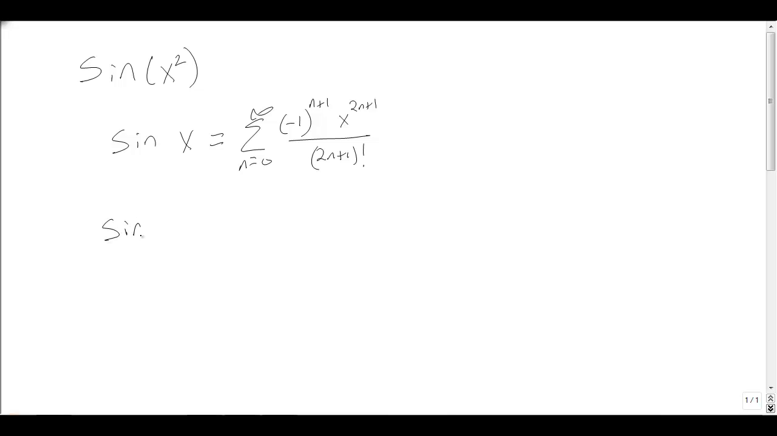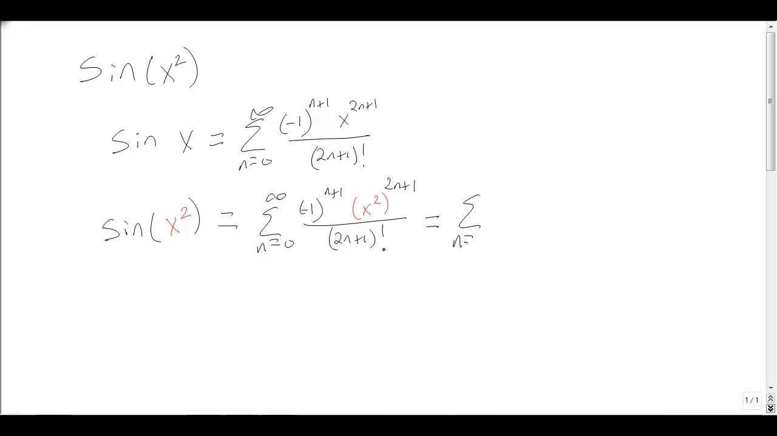So what I'm going to do is write sine of my x squared, in red here, equals the sum n equals 0 to infinity, negative 1 to the n plus 1, and then I'm going to put an x squared where the x was originally. So x squared to the 2n plus 1 over 2n plus 1 factorial. So essentially all I did was put an x squared where the x was, and then I'm going to simplify that x squared to the 2n plus 1.